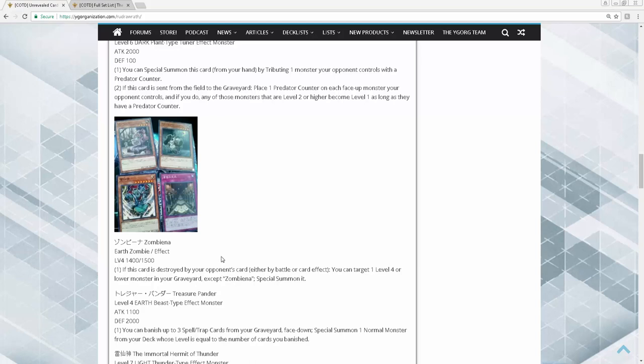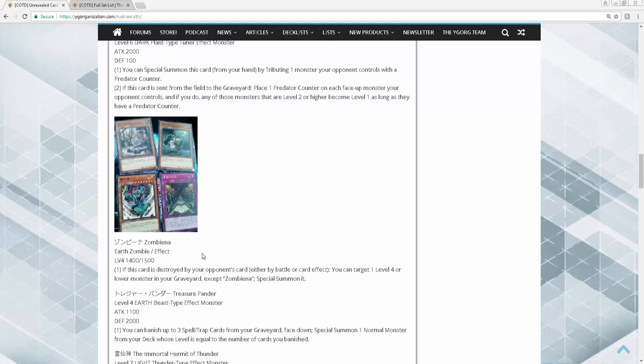All right, you guys are ready? It's a level 4 Earth Zombie, pretty decent. The last level 4 Earth Zombie we got was Gozuki. It's probably going to match up to this, isn't it? All right, so here we go. 1415. Really don't care about the stats. If this card is destroyed by opponent's card, either by battle or card effect, you can target one level 4 or lower monster in your graveyard and special summon it, except Zombiena.